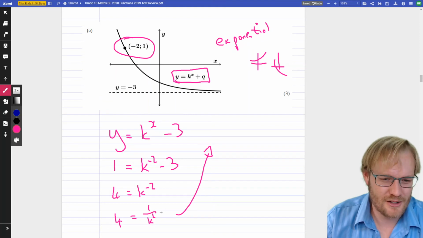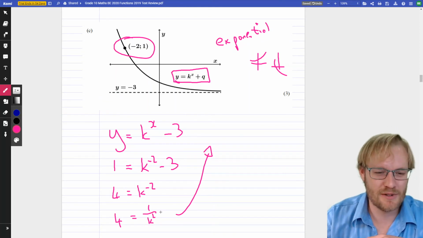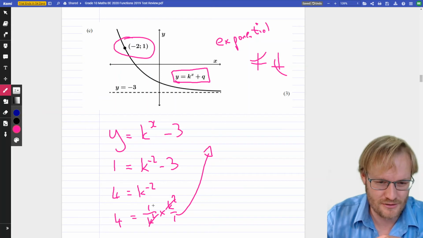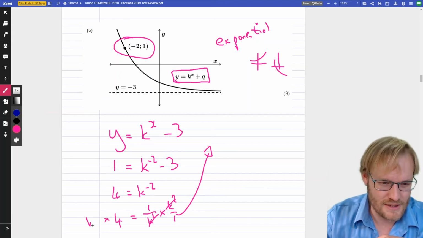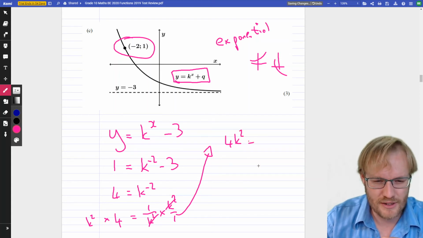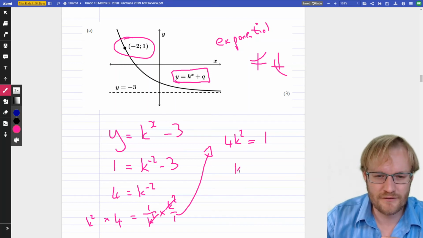So from here, there's so many ways to do it. But why don't we just keep going with this idea of multiplying by the denominator, k squared over 1, so that they cancel. And then whatever you do on one side, do on the other. So on the left hand side, 4k squared. These we said cancelled, so 1 times 1 over 1, well, it's 1. Divide both sides by 4. K squared equals a quarter.